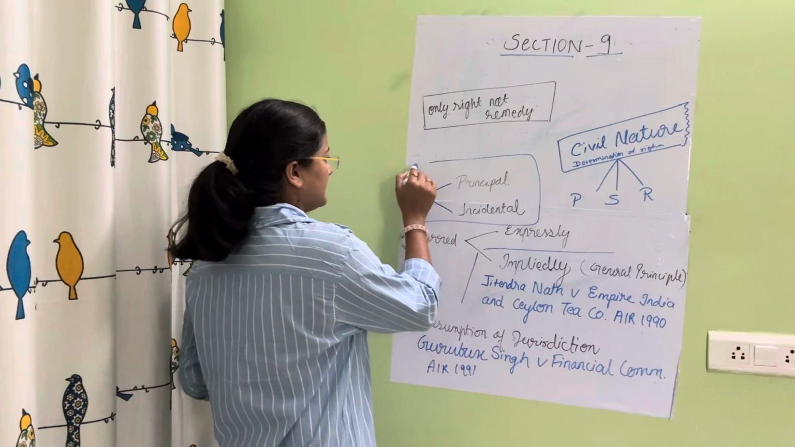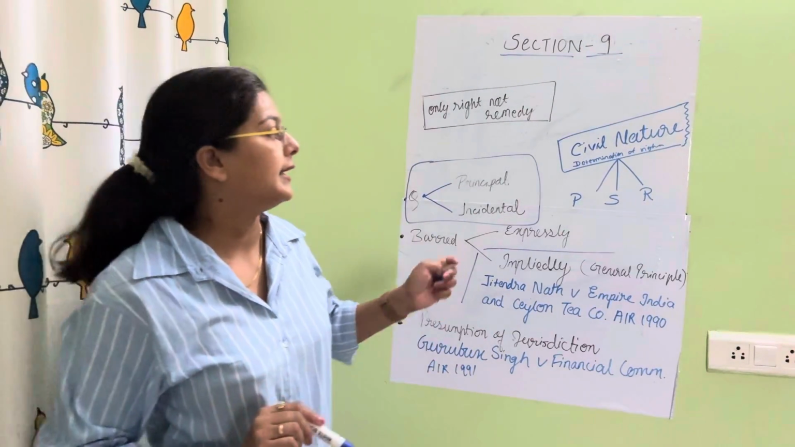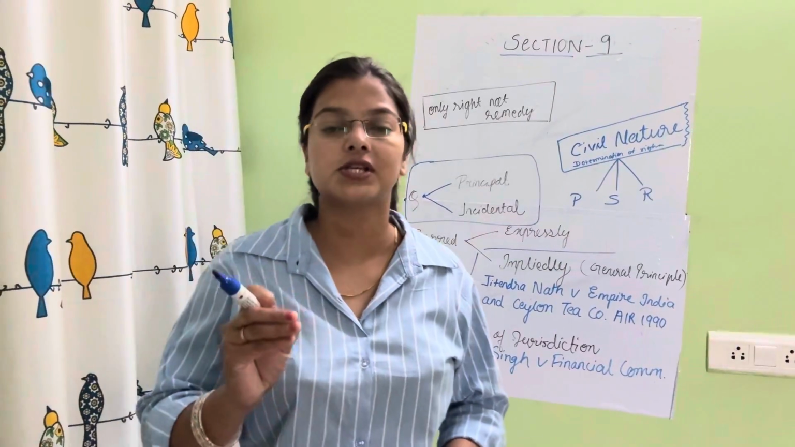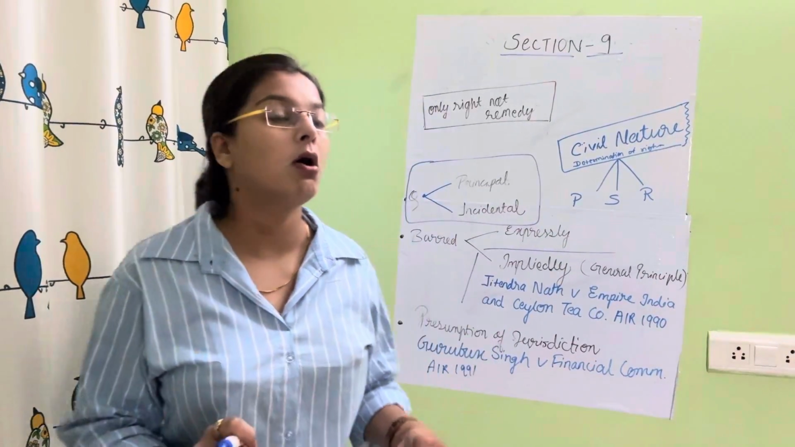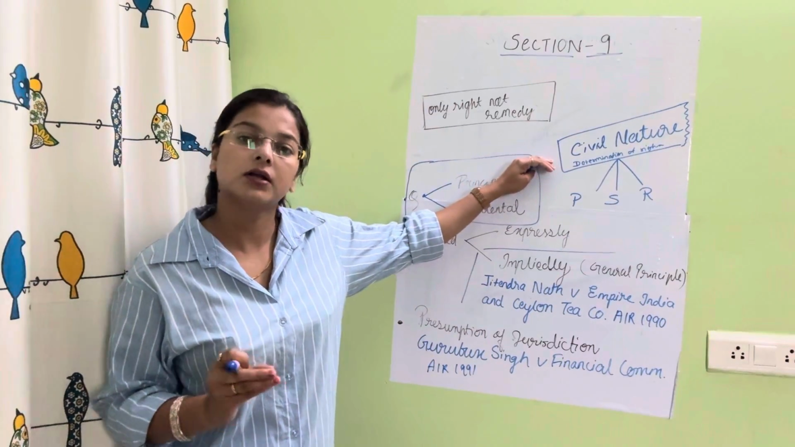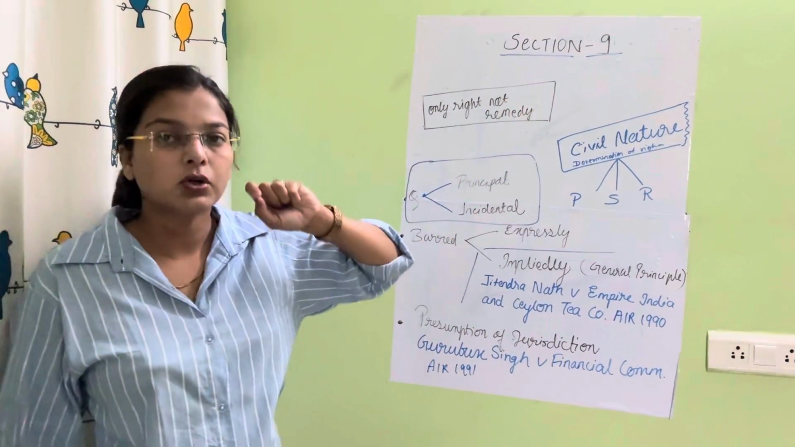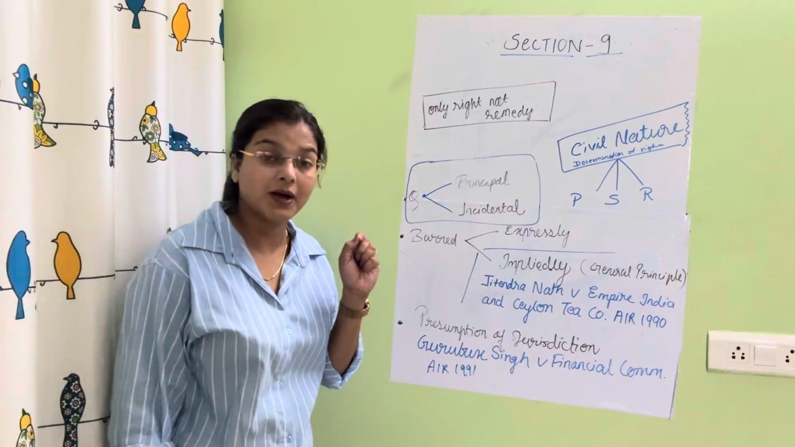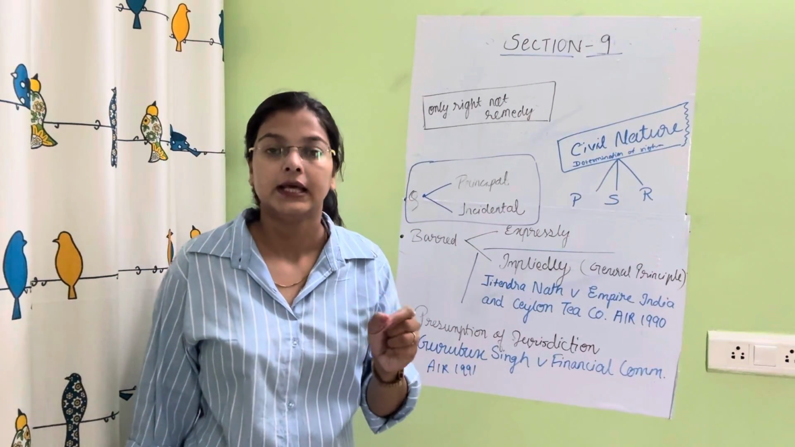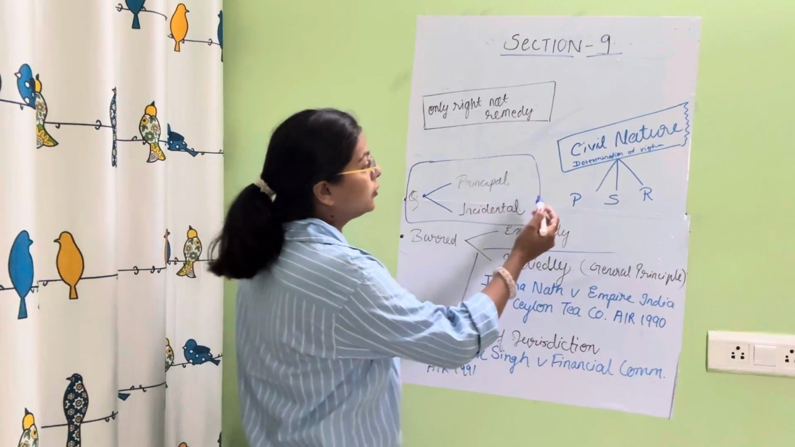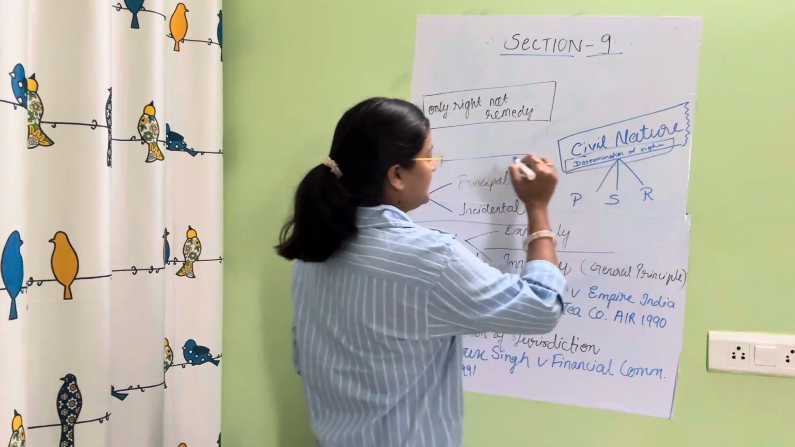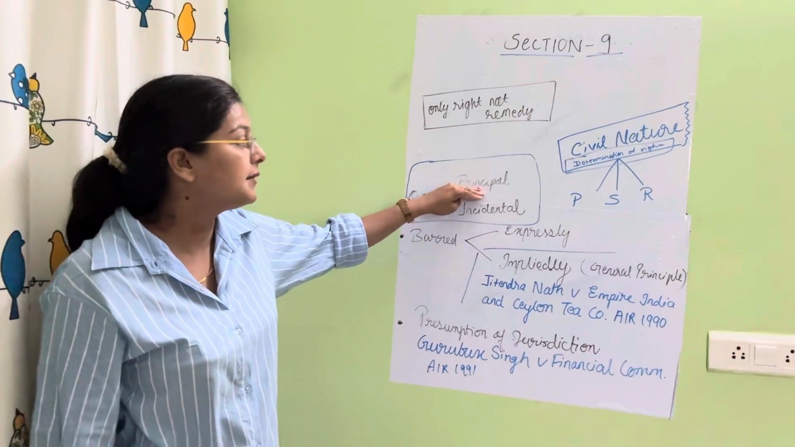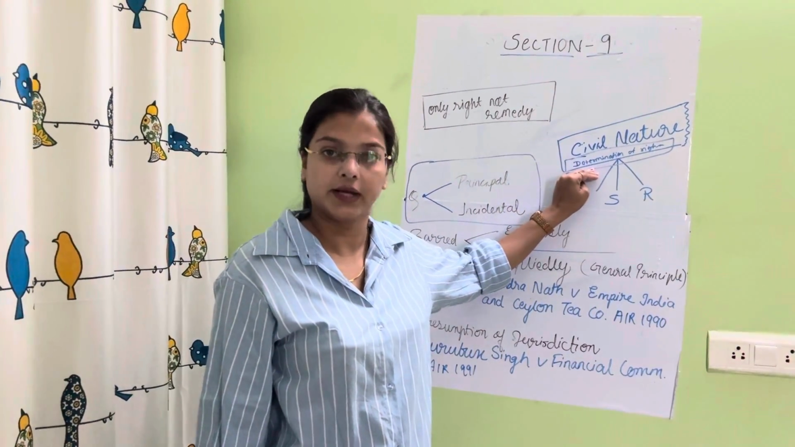Now, we'll talk about questions in dispute. So, we were understanding what is civil nature, because Section 9 says that the court shall have jurisdiction to try all suits of civil nature. Now, what is a suit of civil nature? A suit of civil nature is a suit in which the principal question in the dispute is related to determination of right. Principal question, not incidental.